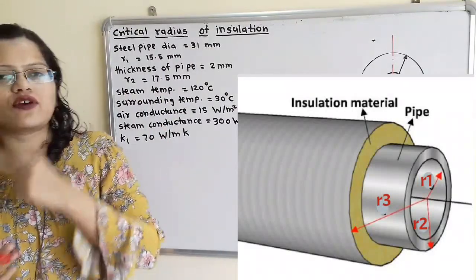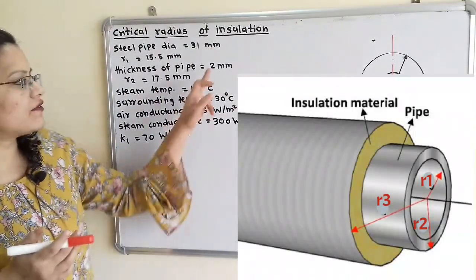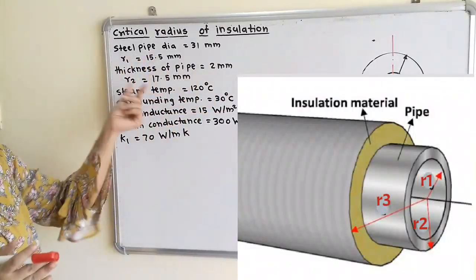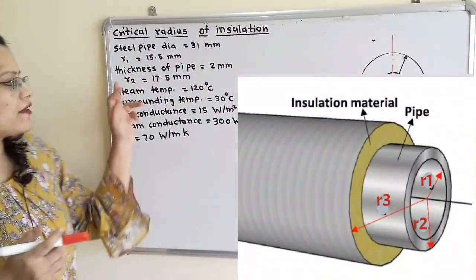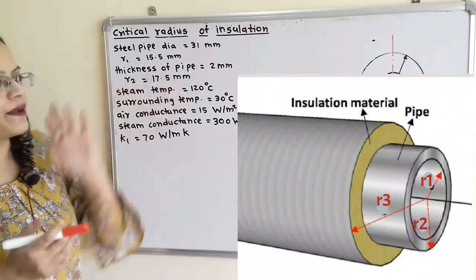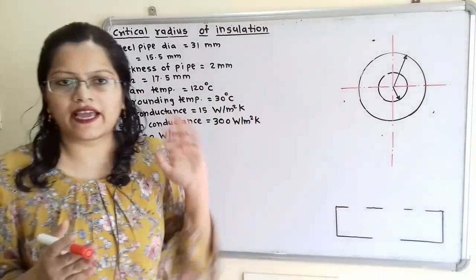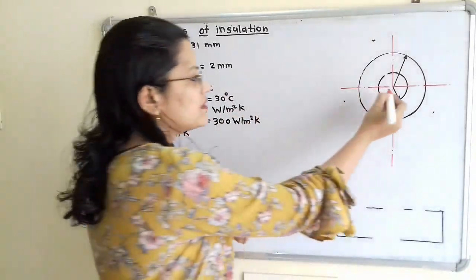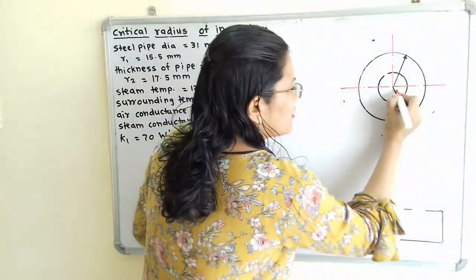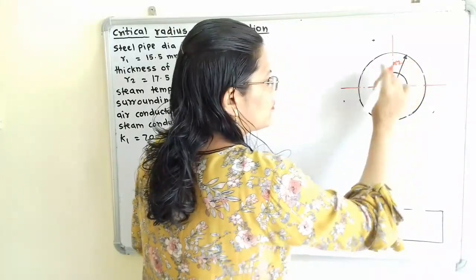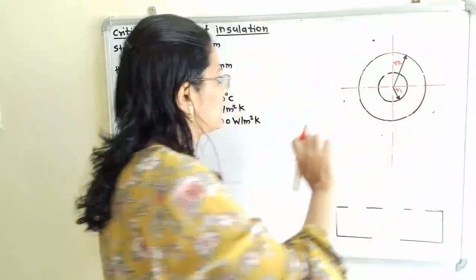Then the thickness of the pipe is also given, that is equal to 2 mm, and when we add this thickness to this R1 then we will get R2. So R2 is equal to 17.5 mm. We will show this R1 and R2 in this diagram. Here is R1, for the inside radius of the pipe, and this is R2 for the outside radius of the pipe, and this is the thickness.